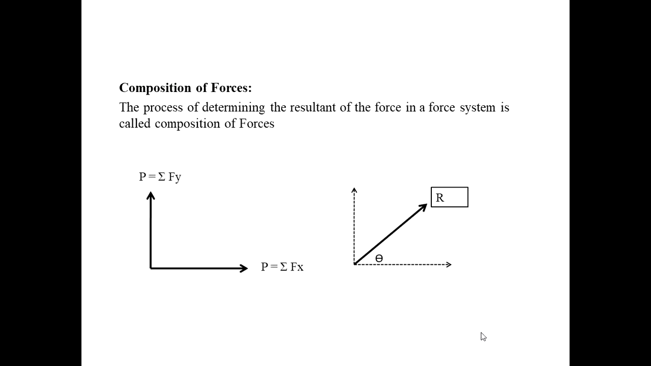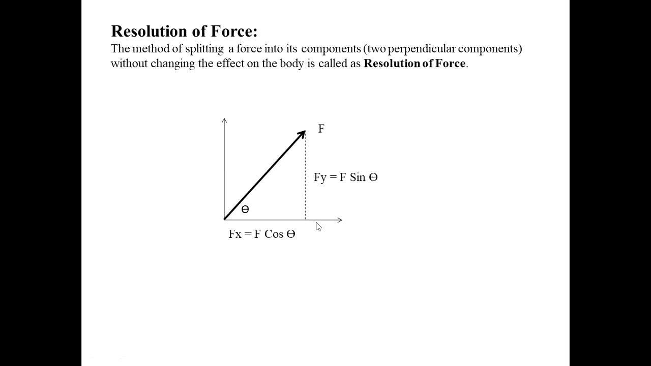Then next, composition of forces. Basically, what does composition of forces mean? The process of determining the resultant of forces in a force system is called composition of forces. In other words, suppose, as in the figure, this is the x component and this is the y component. The x component force is summation Fx, and the y component force is summation Fy. I want to replace these two perpendicular components with a single force, that is the resultant force R at an angle of theta. So this is called composition of forces. It means two perpendicular components are converted into a single force.